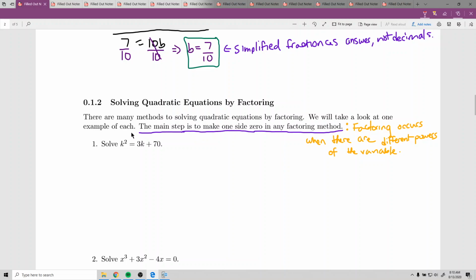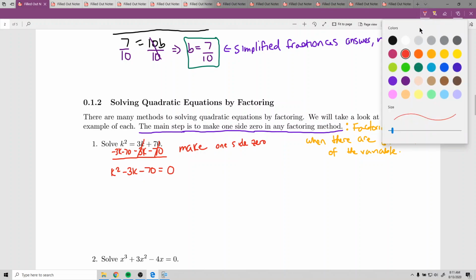Now I prefer the highest power to have a positive number in front of it. This one already has a 1, like a 1k squared, so I'm going to subtract the 3k and 70 on both sides. So always, first step when you realize you need to factor is make one side 0. And now on the left side we've got k squared minus 3k minus 70 equals 0.